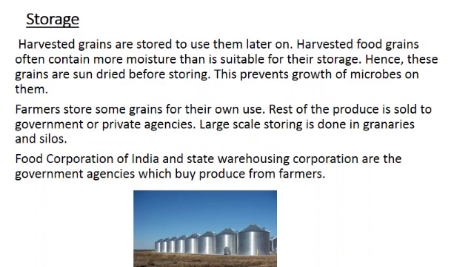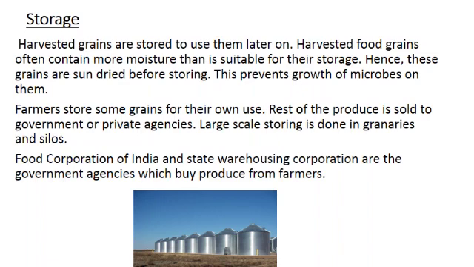Farmers store some of the grains for their own use. The rest of the produce is sold to government or private agencies. Large scale storing is done in granaries and silos, which are designed to protect grains from rats and insects. This is done by Food Corporation of India, FCI, and State Warehousing Corporation. These are the government agencies which buy the crop from the farmers.